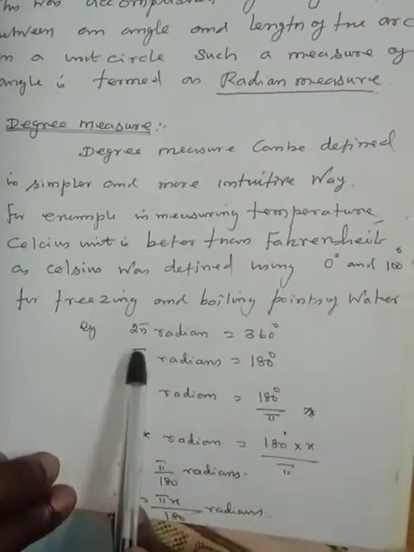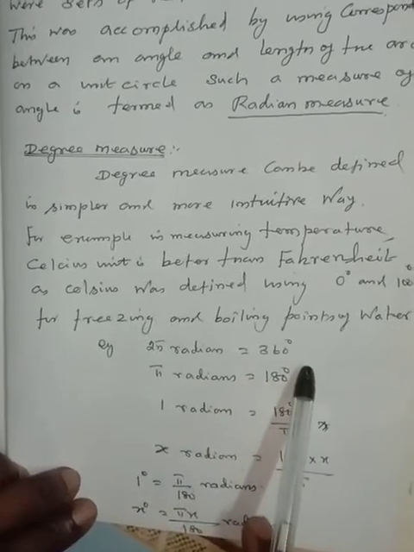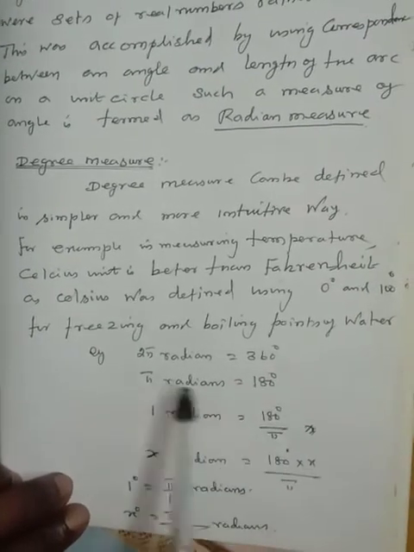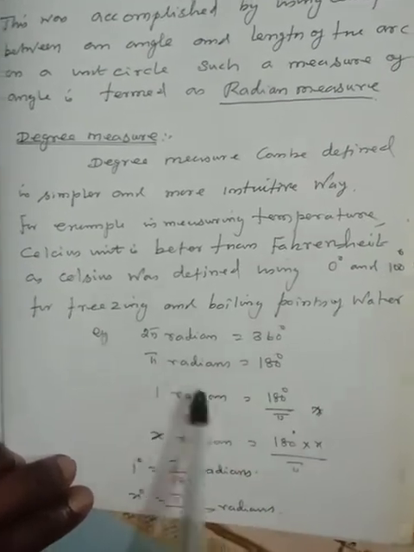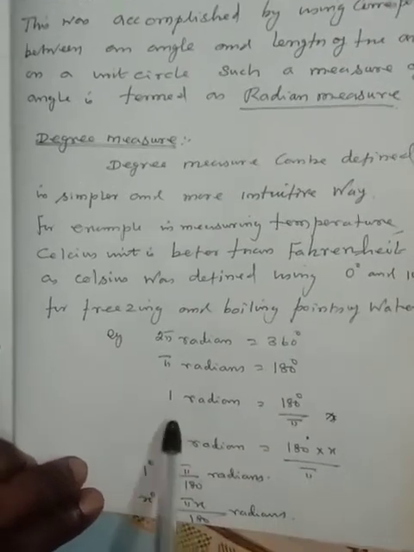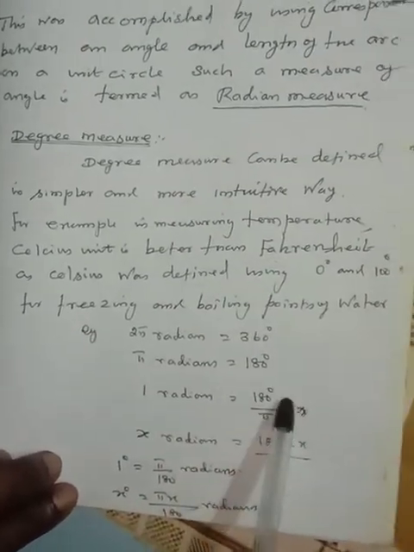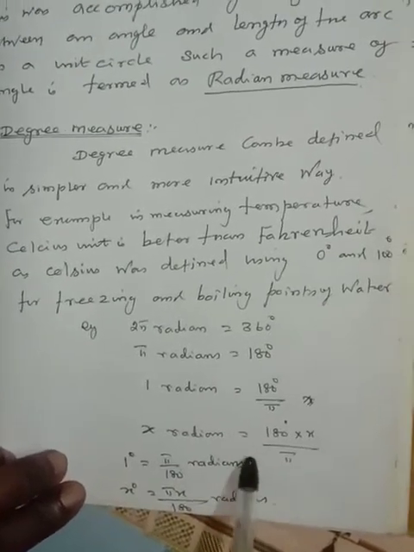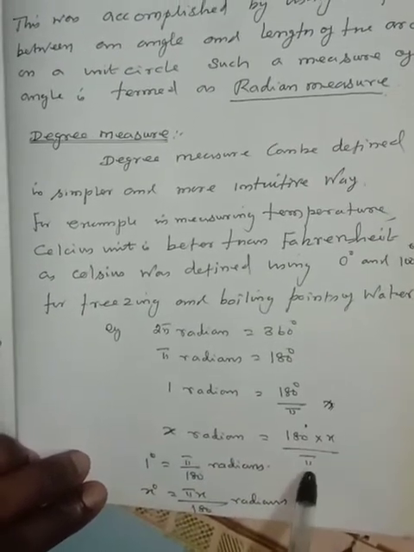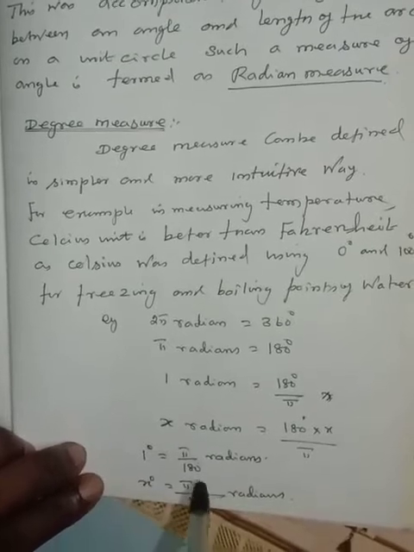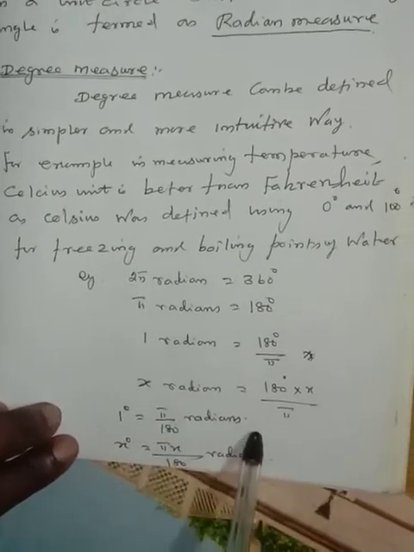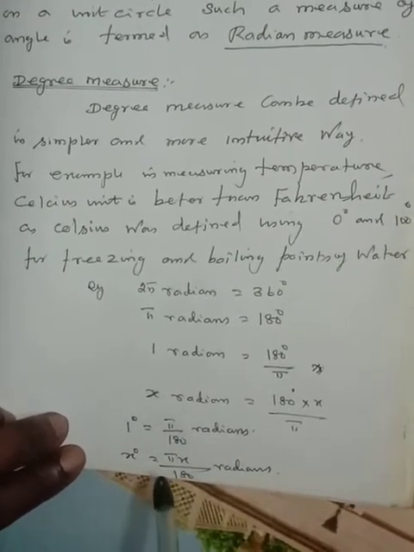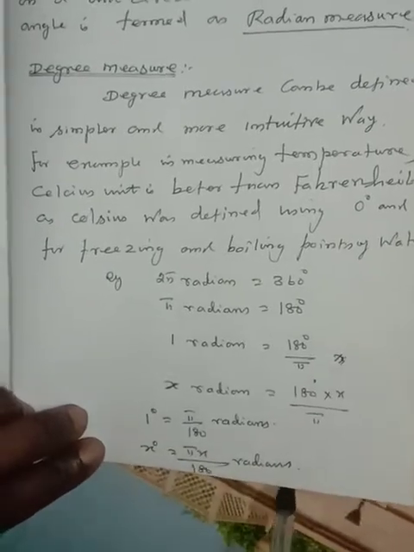Example: 2 pi radian is equal to 360 degree. Dividing through by 2 on both sides, pi radian is equal to 180 degree. 1 radian is equal to 180 divided by pi degrees. x radian is equal to 180 into x divided by pi degrees. 1 degree is equal to pi divided by 180 radians. x degree is equal to pi x divided by 180 radians.